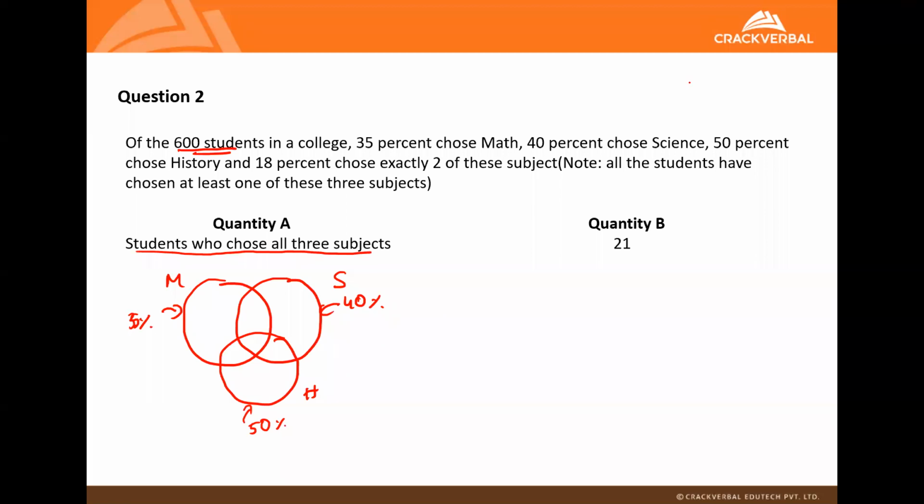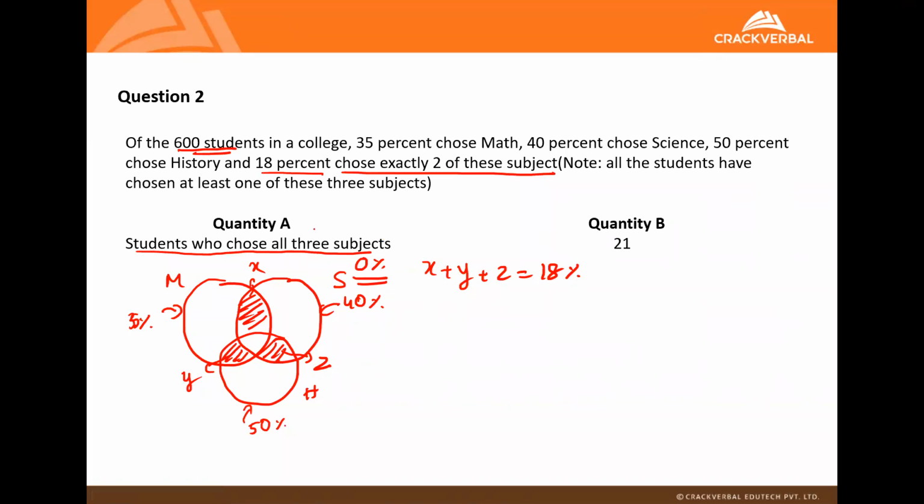Okay, so I'm working with the percentages first. Now, 18% chose exactly two of these subjects. So basically what the question tells me is this region, let me call that X. This region, let me call this Y. And this region, let me call that Z, is given to me as 18%. So I've been given the first equation that X plus Y plus Z is 18%. And note, all the students have chosen at least one of the three subjects. So they're telling me the outer region has to be 0. So I don't need to worry about the outer region at all.